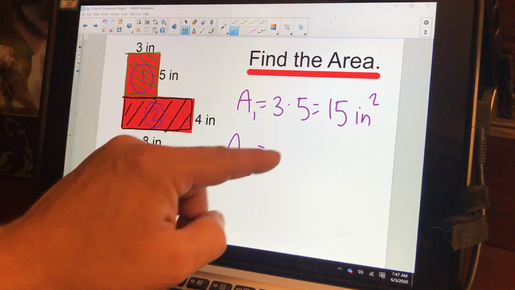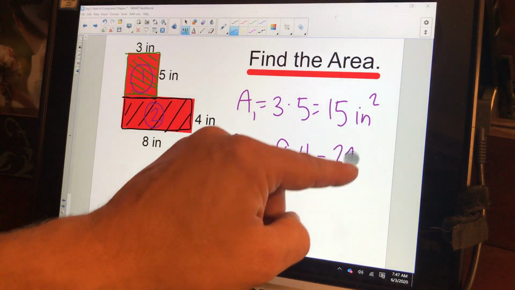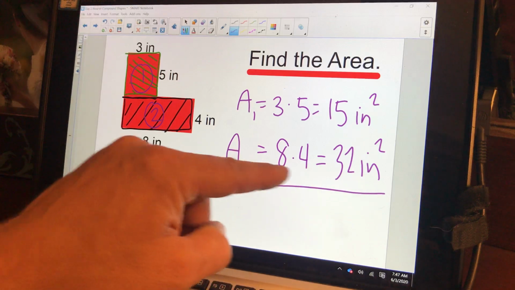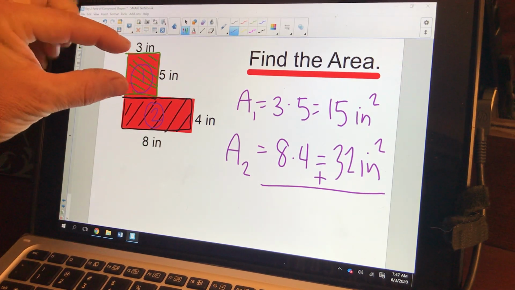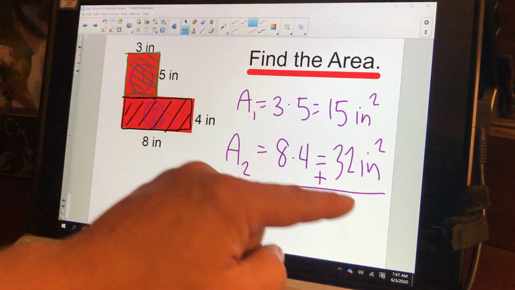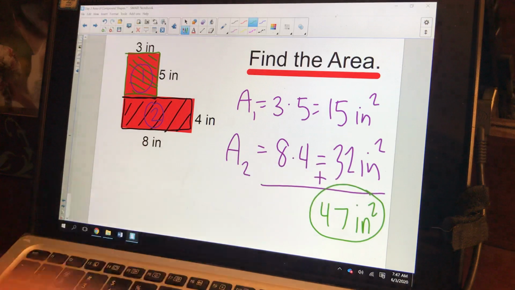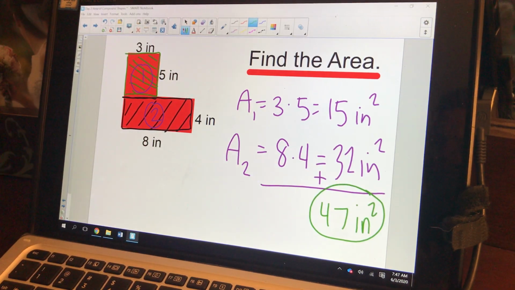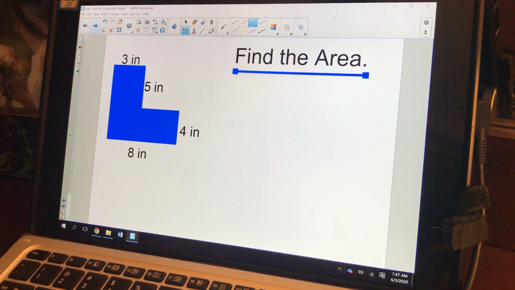Area of shape number 2. It is an 8-inch by 4-inch rectangle, or 32 inches squared, and I'm going to add those together, because it's saying find the area of this entire shape here. 15 up here, 32 down here. I add those together, and let me change the color, 47 inches squared. Pretty straightforward, all right? We cut it going across here and made our 2. Now I have the same picture. I literally copied it and just changed it to blue.